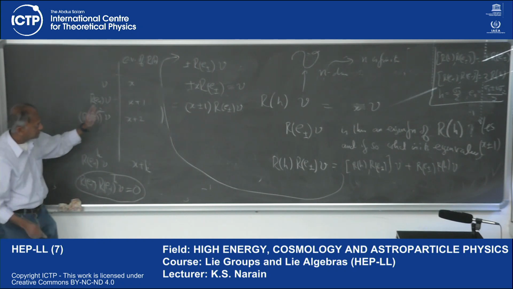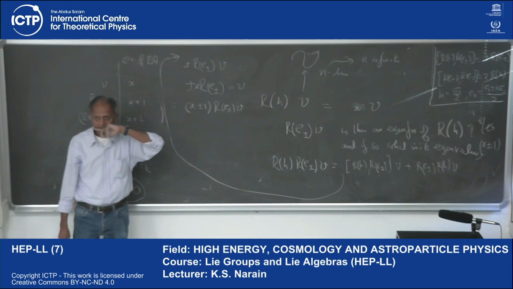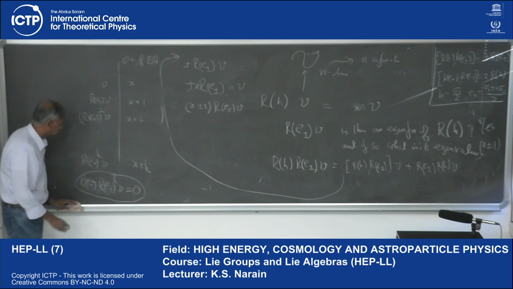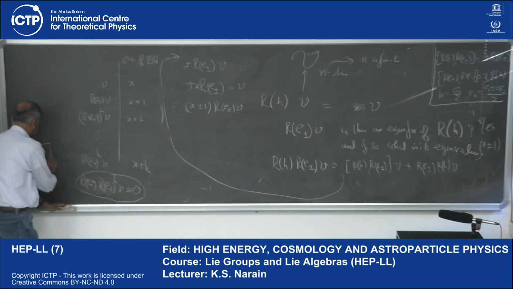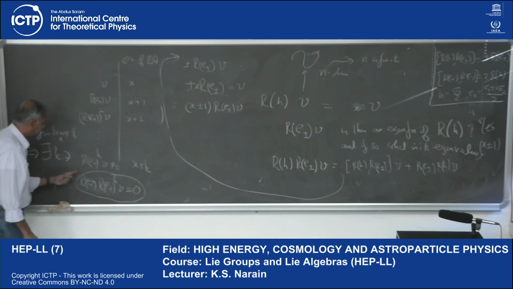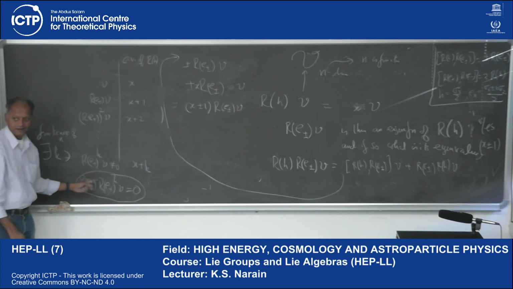And we know it has to stop because n is finite dimension. I mean, this V is finite dimension. So it has to stop. So finiteness of n implies that there exists a k such that RE plus to the k on v is not 0. It has an eigenvalue s plus k. But when I apply one more R plus on that state, it vanishes.